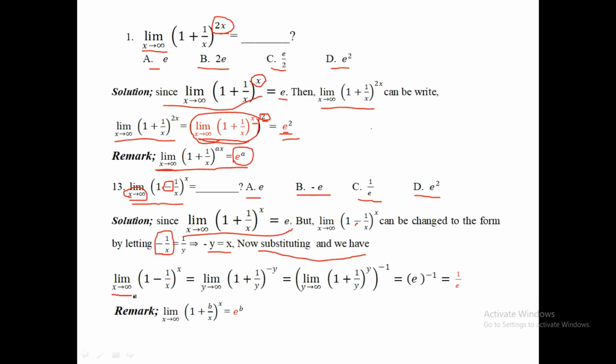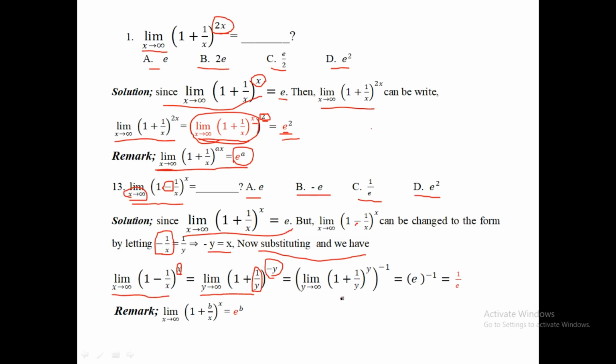Now substituting into the given question. This one is the original one. In place of minus 1 over x, I insert 1 over y. In place of x, I insert minus y. That's okay. It's a matter of the variable. The variable is y, which does not influence the result, which is still e, still e.